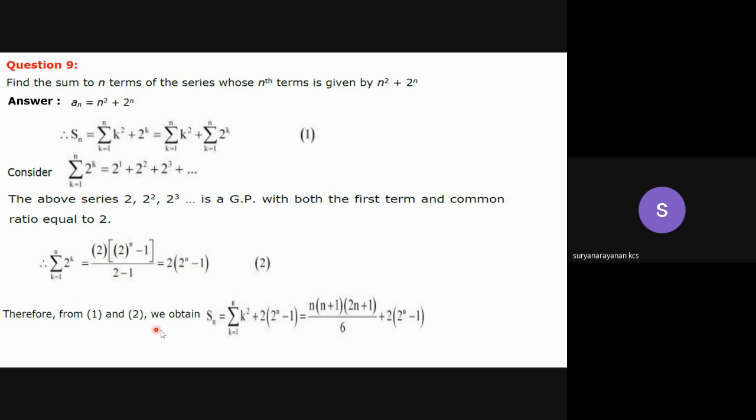Therefore, from 1 and 2, we obtain Sn is equal to sigma k is equal to 1 to n k square plus we have already found the value of the second term, 2 into 2 power n minus 1.